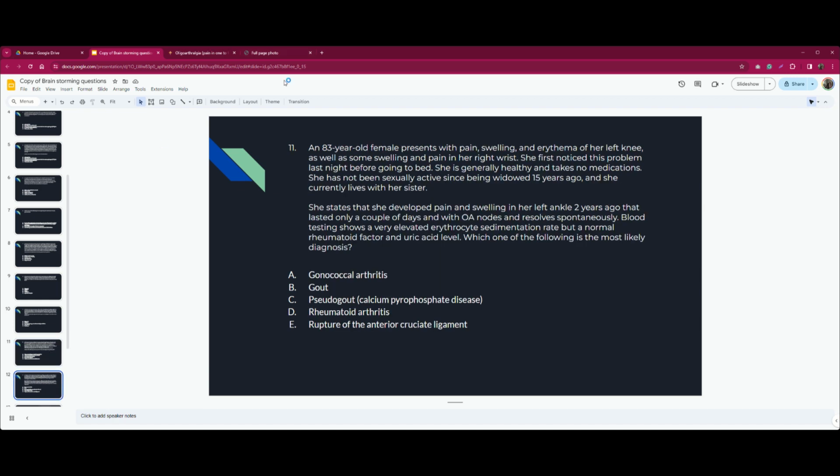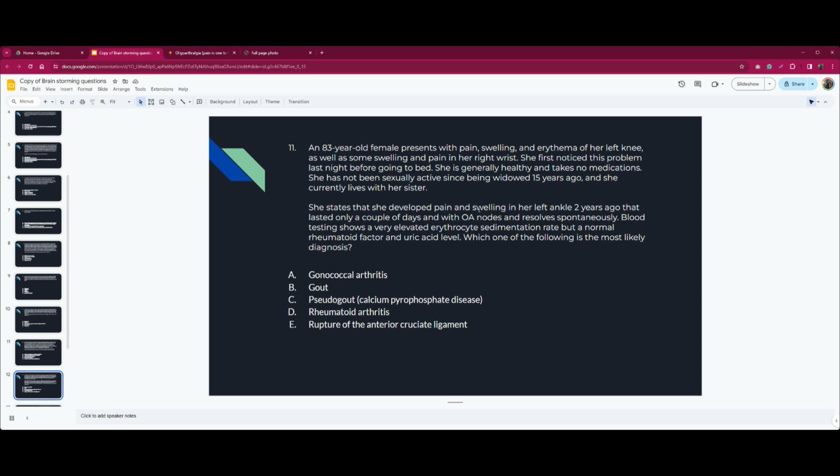Question number 11. An 83-year-old female with pain, swelling, and erythema of the left knee, with some swelling and pain in her right wrist. She noticed the problem last night before going to bed. She is healthy and not on any medications. Now she is sexually active, having been widowed 15 years ago, and she currently lives with her sister.